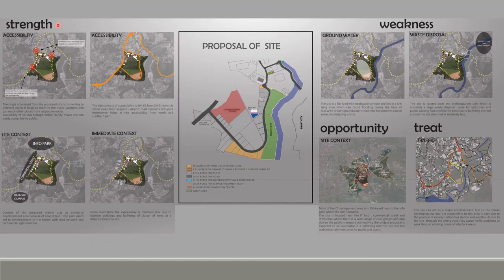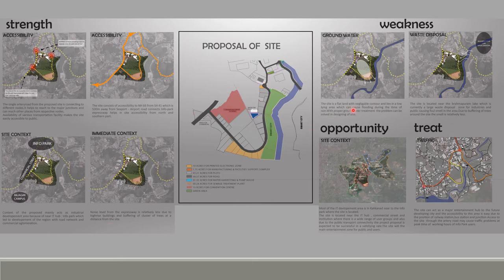SWOT analysis. Strength. Accessibility. Availability of various transportation facilities makes the site easily accessible to the public. The site is abutting the road on all sides, which helps to connect the major nodes and junctions. Site context. Context of site mainly acts as an industrial development area, which is the key for commerce. Immediate context. Within 5 km, different accommodation facilities and modes of transportation are available.